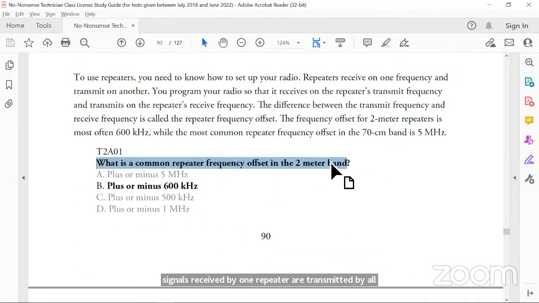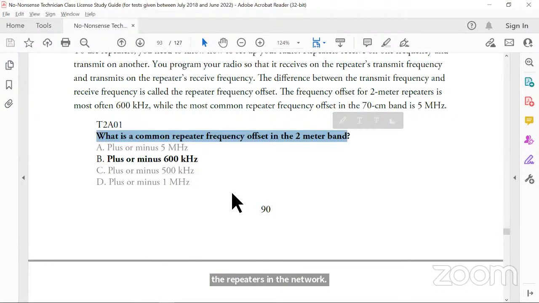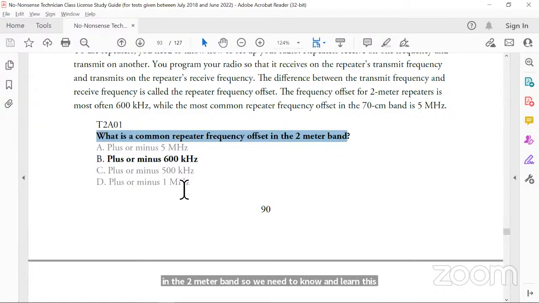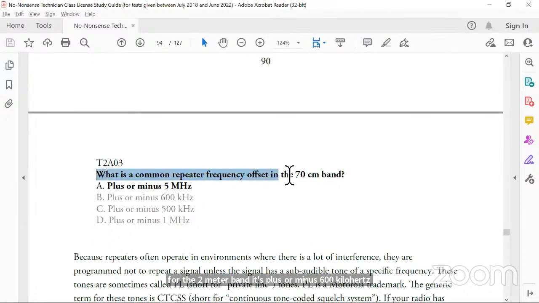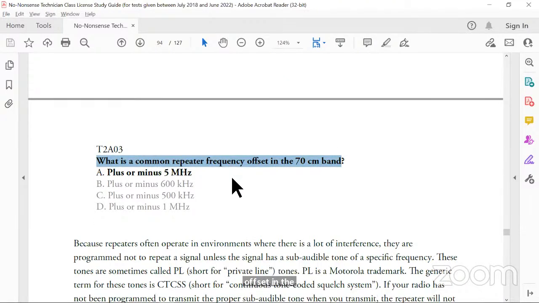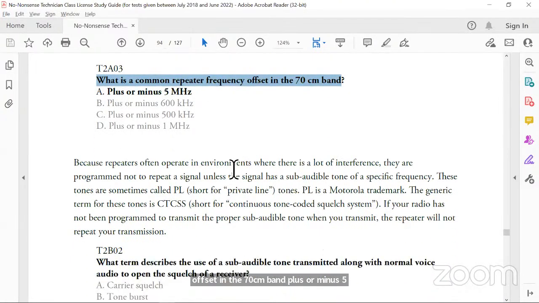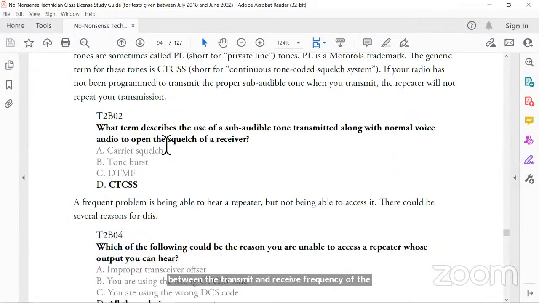Continuing. What is a common repeater frequency offset in the 2-meter band? So we need to know and learn this. For the 2-meter band, it's plus or minus 600 kilohertz. Similar question, but this time for the UHF band or the 70 centimeter. What is a common repeater frequency offset in the 70 centimeter band? Plus or minus 5 megahertz. And remember what the repeater offset is? It's the difference between the transmit and receive frequency of the repeater as well as your radio.